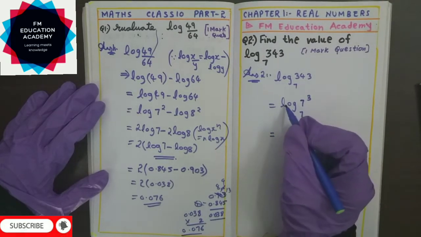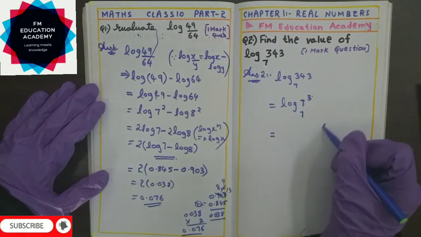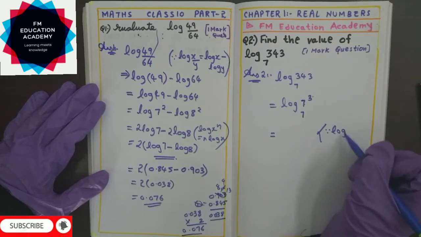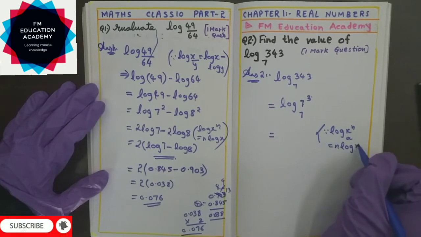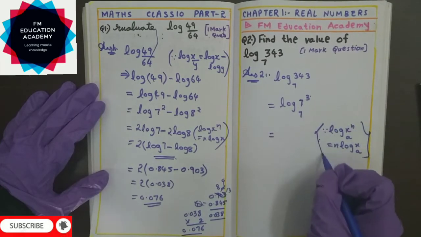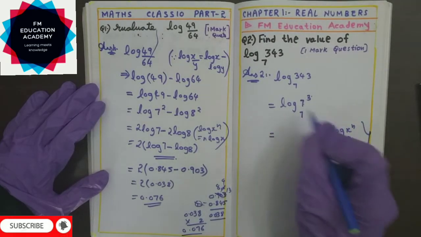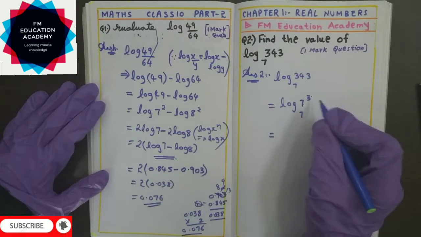Now observe this. This is of the form log x power n to the base a. So log x power n to the base a is n log x to the base a. Compare this with log x power n to the base a. For your better understanding, I'll write one time what is x, what is n and what is a.